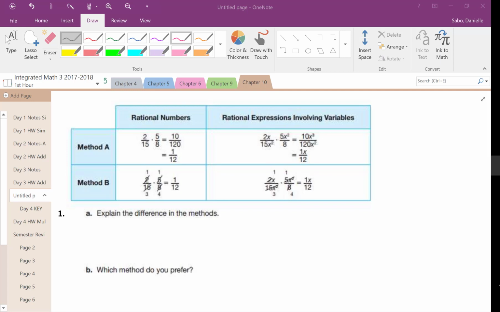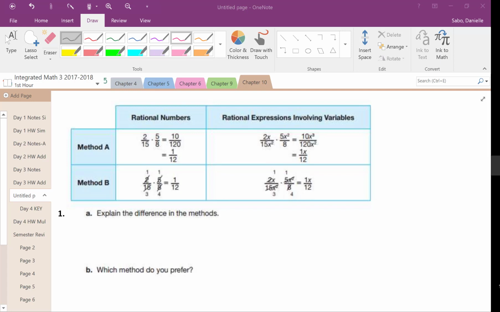Method B? Okay. Looks like a lot of you are already done. There's no equal sign in the beginning. Okay, what did you notice? Yeah, so for method B, they simplified before they multiplied. So they reduced to get the answer of 1x over 12. Here they multiplied straight across, and then they reduced. Either one is fine.